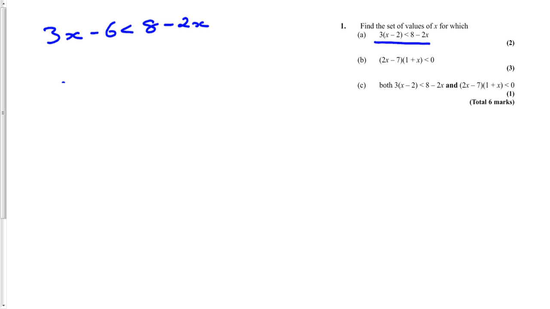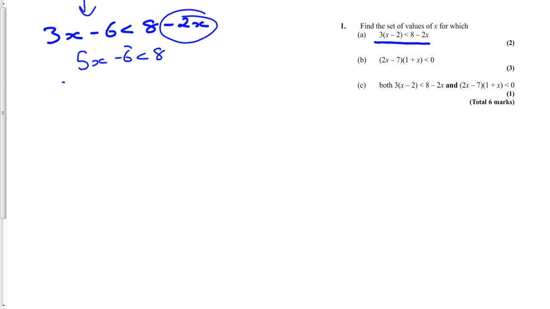So now we're going to get all the x onto one side, all the numbers on the other side. So we need to collect the x's on the left-hand side, because there's more of them. So we need to get rid of this minus 2x. So if we add it onto the other side, we're going to get 5x minus 6 is less than 8.